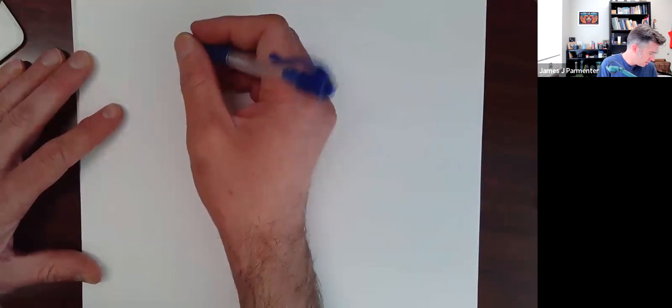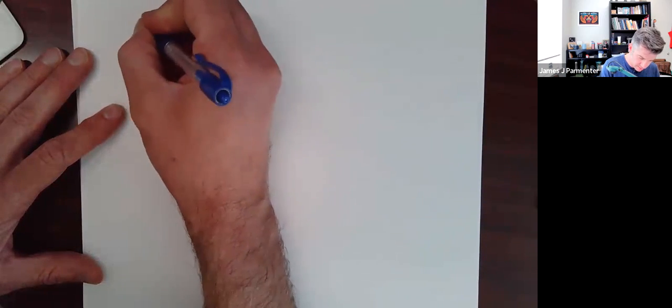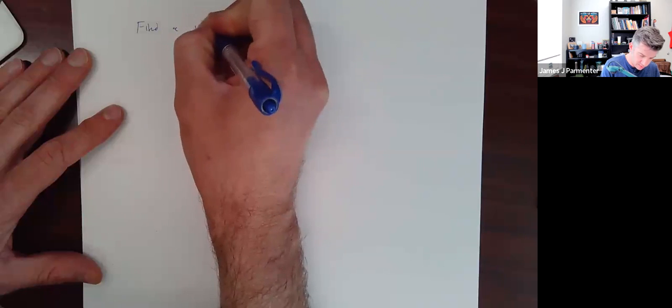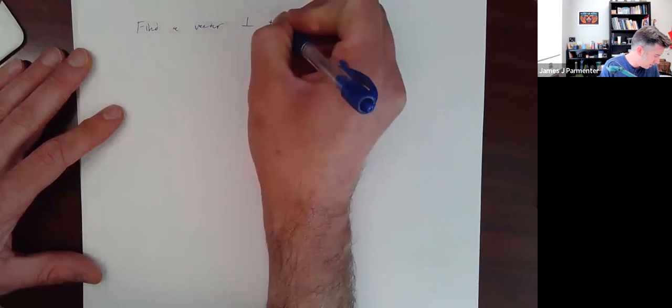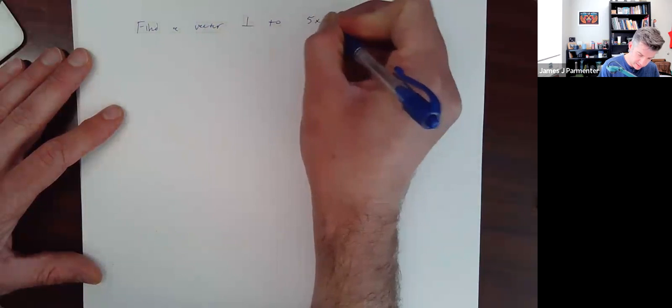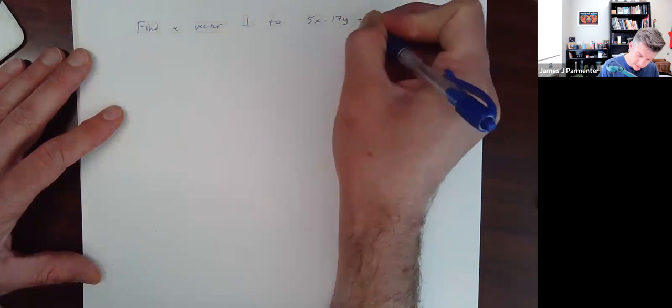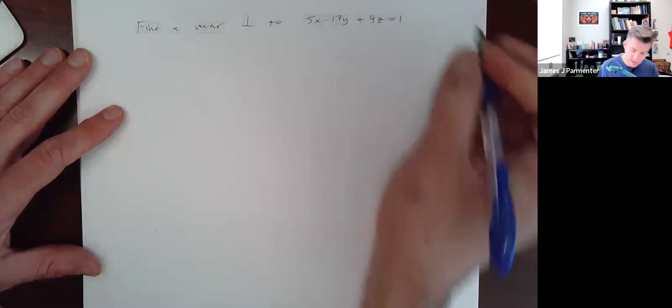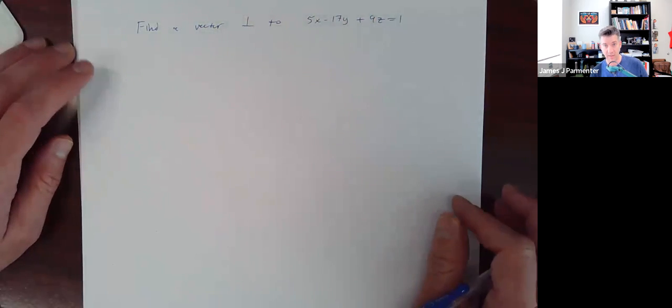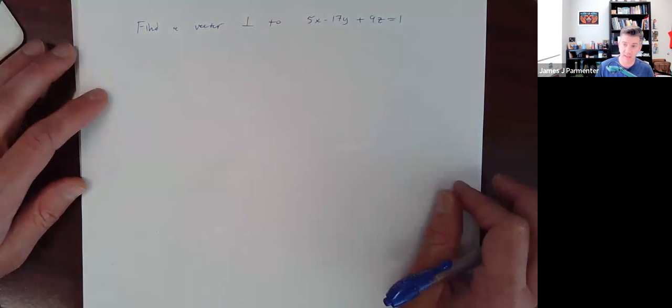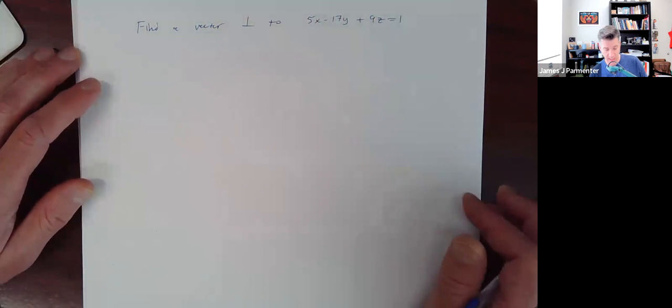I'll just do it this way. So let's say I want to find a vector perpendicular to the plane 5x minus 17y plus 9z equal to 1. I know the answer, or an answer, is going to be 5, negative 17, 9, or 5i minus 17j plus 9k.